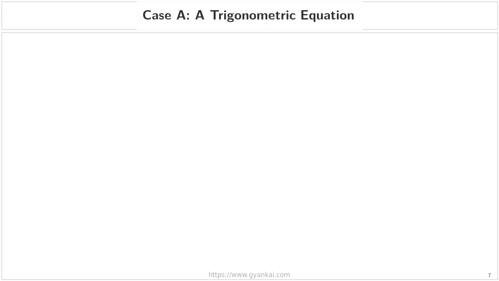Now that we understand the theoretical difference between an equation and an identity, let's look at a concrete example to see this distinction in action. On this slide, we are looking at case A, which represents a standard trigonometric equation. First, let's consider the statement, sine theta equals 0.5.